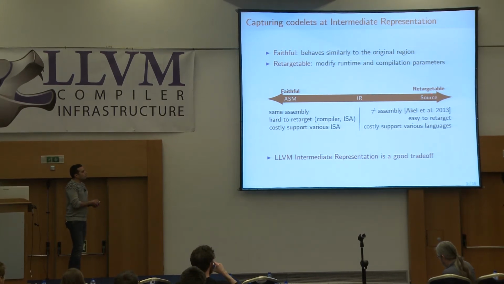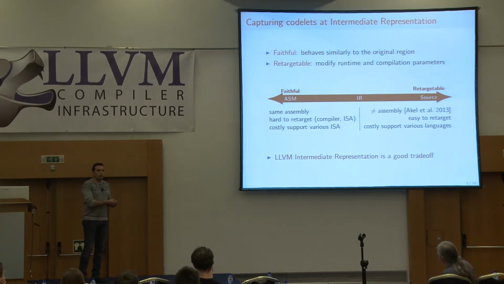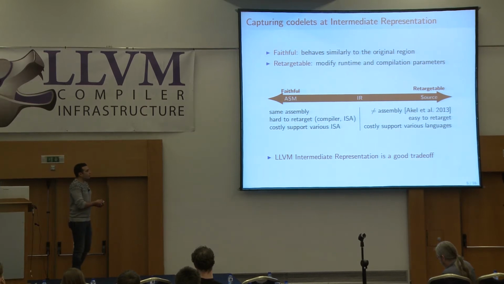If you extract at source level, and this is what we have done before, the codelet will be easy to retarget since you can even change the source file, you can change the compiler, so it's freedom for the user to try everything. But we proved in a previous paper that the assembly generated is not necessarily the same.